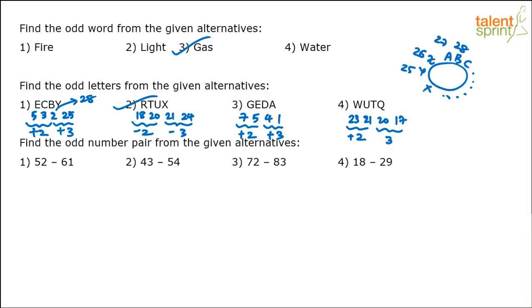I'm sure if you try some other logic, you may find some other answer. Like one of the comments here is that the odd one should be GEDA because all the other words have only one vowel. Here, E is the only vowel. U is the only vowel. Here also, U is the only vowel. But here, we have two vowels, E and A. So that's another way of looking at it.